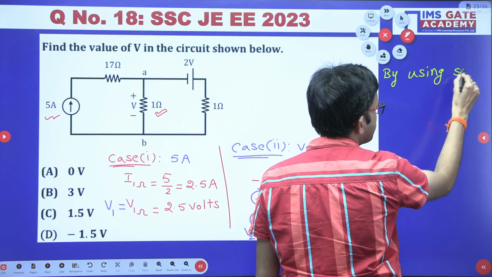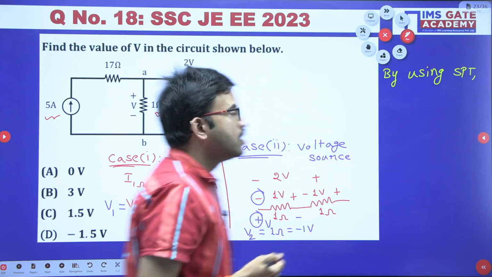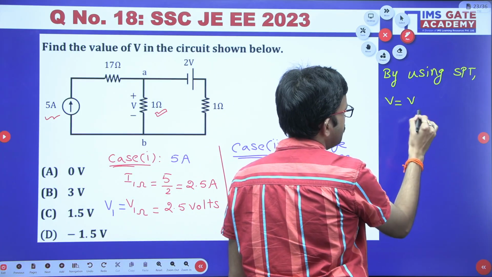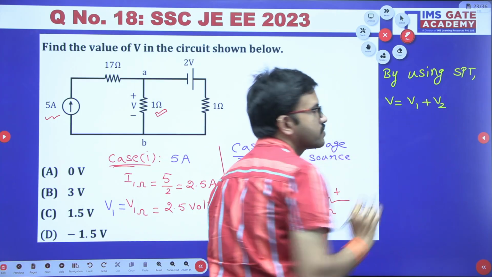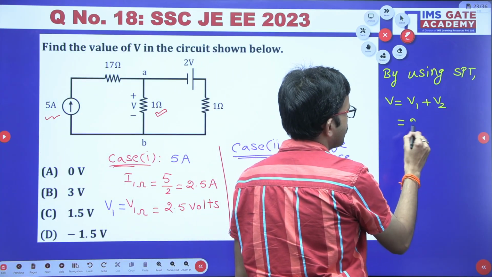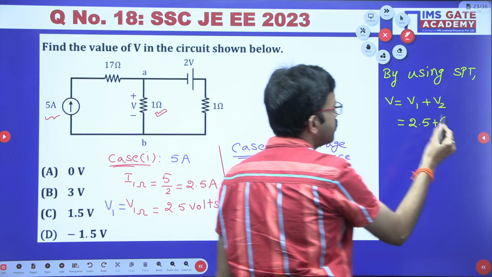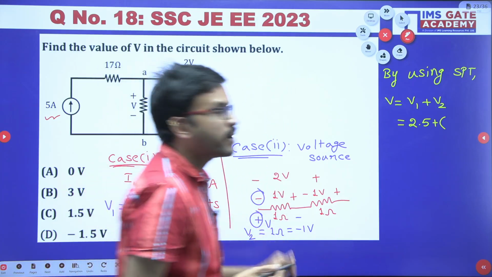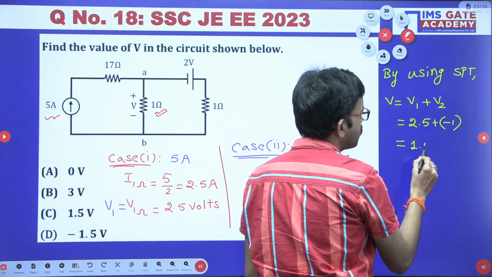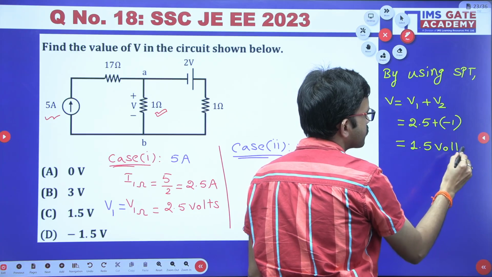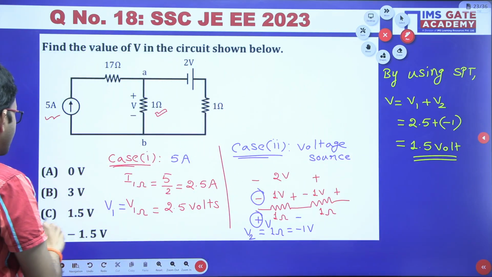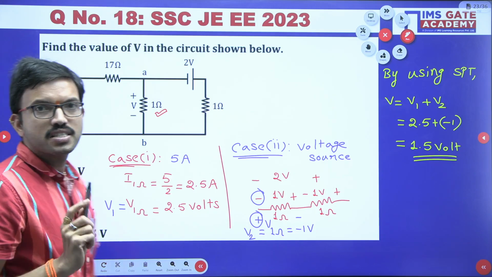By using the superposition theorem, the resultant voltage across the 1 ohm resistor is nothing but V1 plus V2. V1 we got 2.5 plus V2 we got minus 1 volt. So 2.5 minus 1 is nothing but 1.5 volt, right? So the answer for this question is option C. I hope it is clear for everyone.